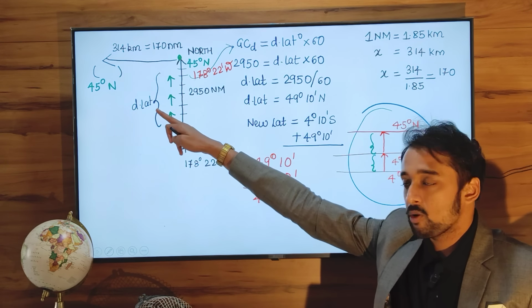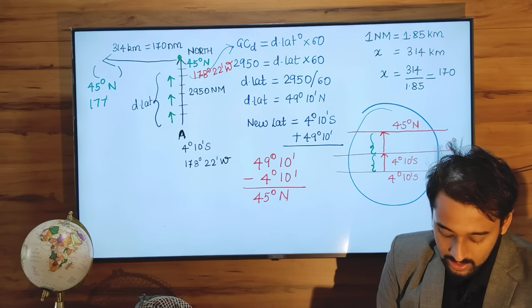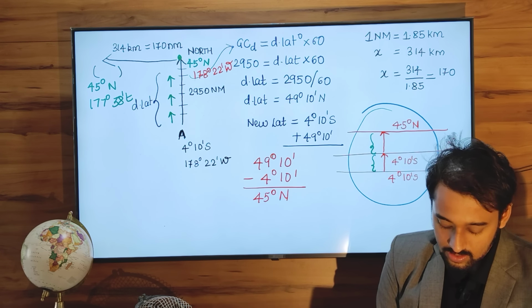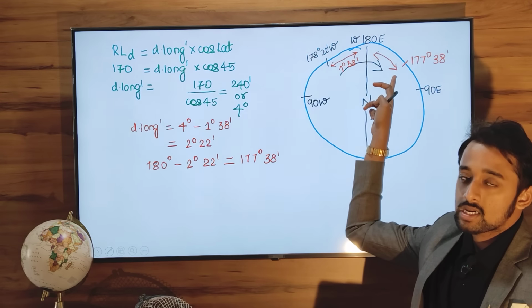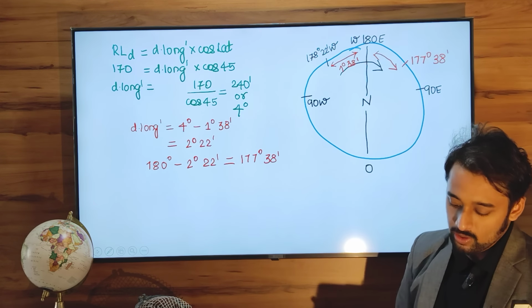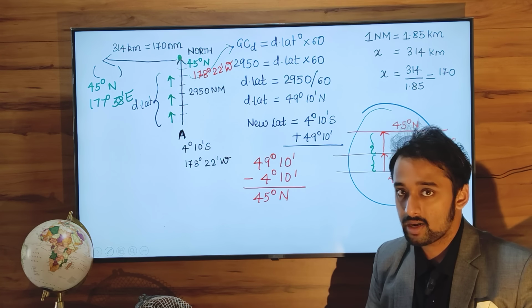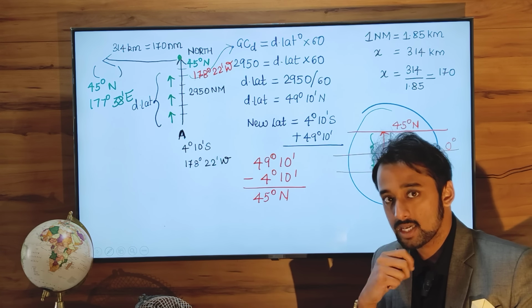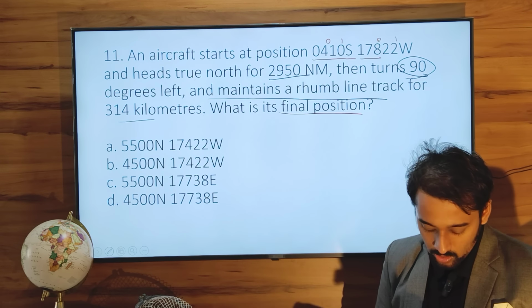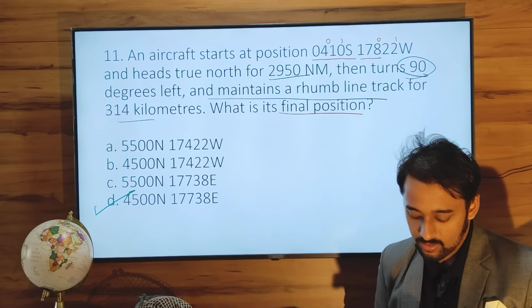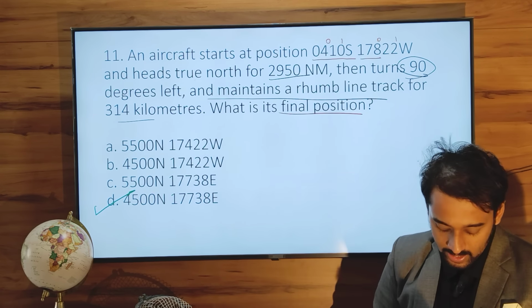So the latitude I found is 45 north and the longitude is 177 degrees 38 minutes east. We have crossed the anti-meridian and now we have entered the eastern hemisphere. So the new longitude is 177 degrees 38 minutes east. The correct option will be option delta: 177 degrees 38 minutes east, 45 degrees north.